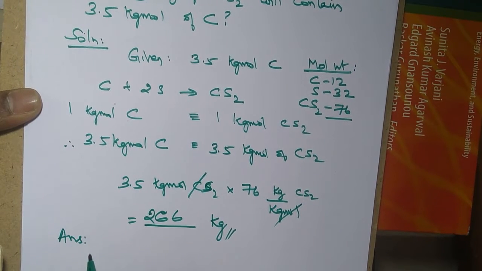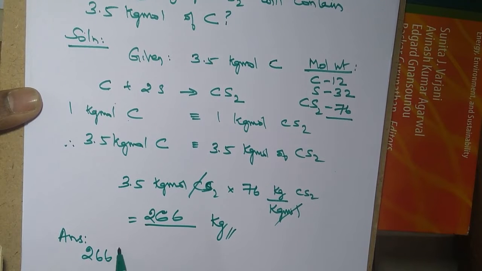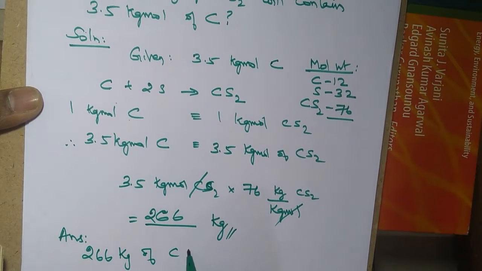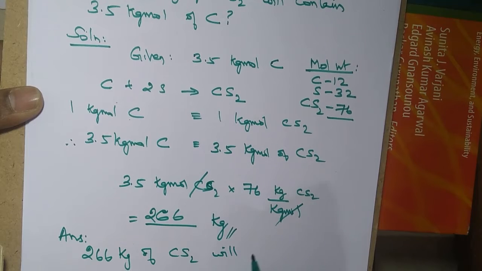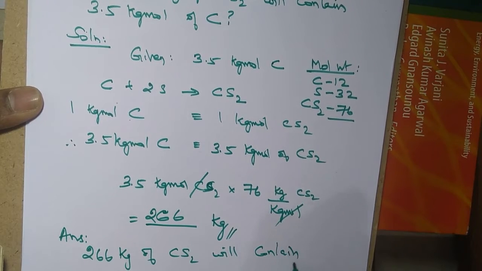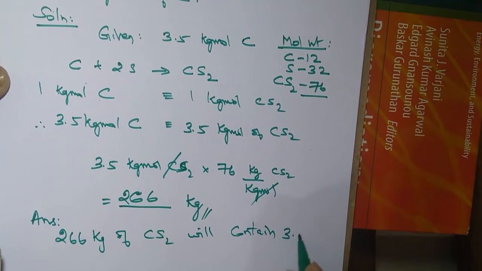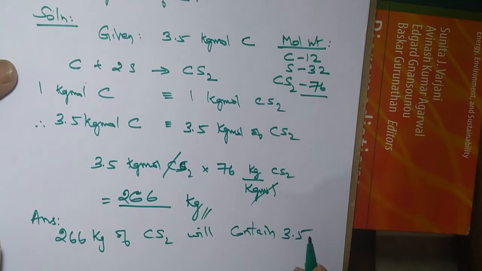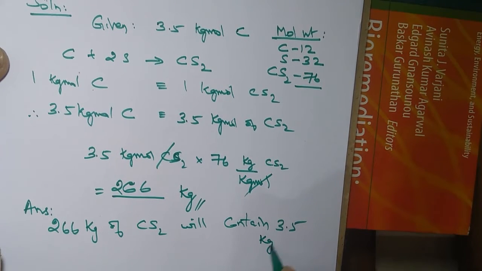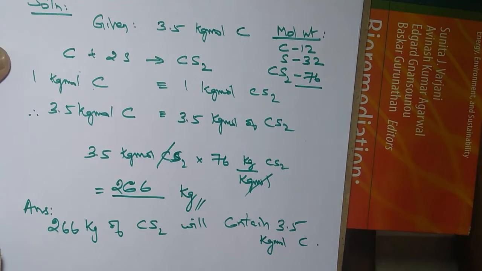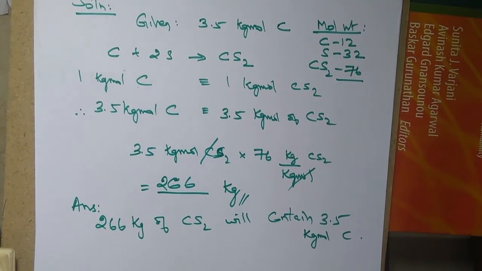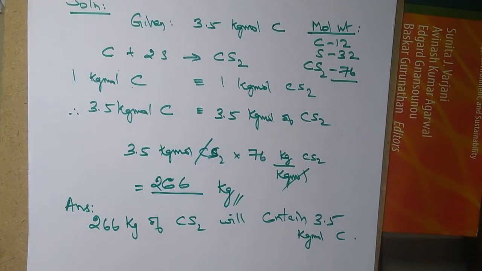Now you can write it in a sentence. As I always advise, please write it in a sentence. 266 kg of CS2 will contain 3.5 kilomole of carbon. So that is the required answer.